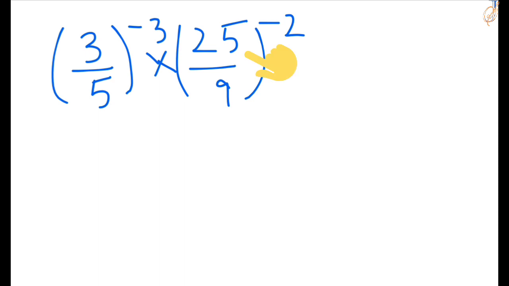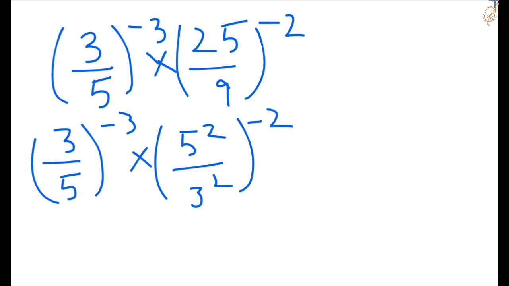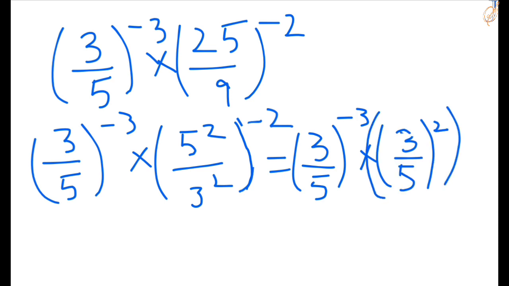Convert this 25 by 9 in terms of 3 by 5. That is equal to (3/5)^(-3) times... So 25 means 5 square, 9 means 3 square, then whole power 2. Here 3 by 5 and here 5 by 3. When the power is negative, we can write it as a reciprocal to make it positive. It is equal to (3/5)^(-3) times (3/5)^2.